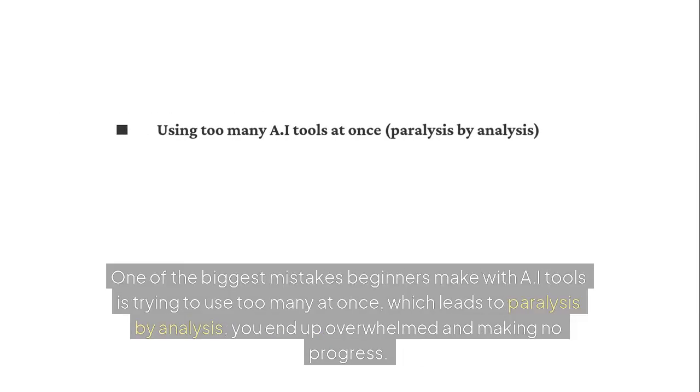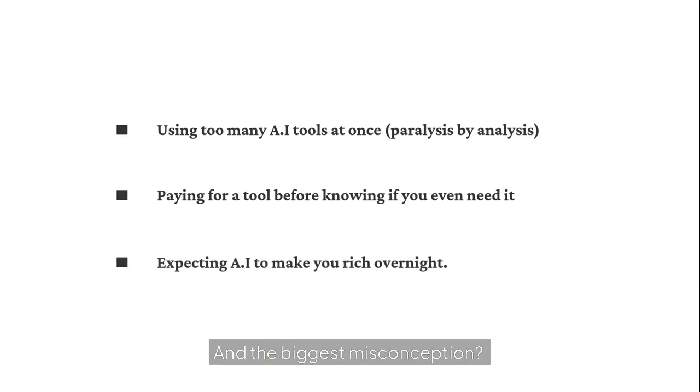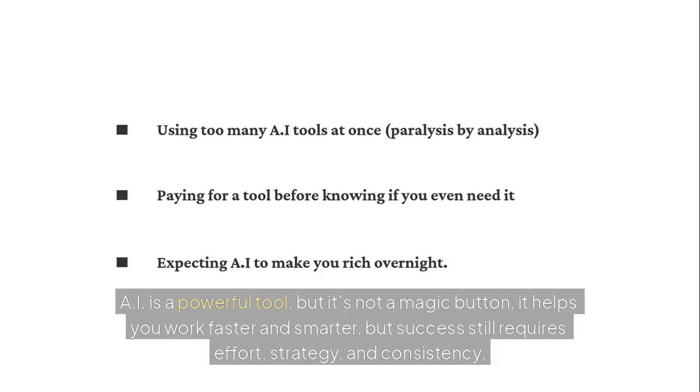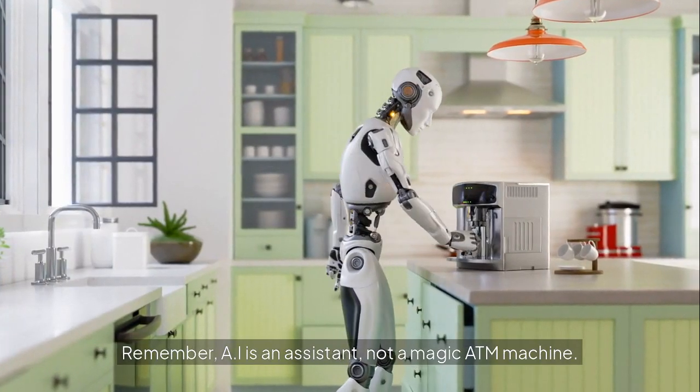One of the biggest mistakes beginners make with AI tools is trying to use too many at once, which leads to paralysis by analysis. You end up overwhelmed and making no progress. Another common mistake is paying for tools before knowing if you even need them, wasting money on features you might never use. And the biggest misconception: expecting AI to make you rich overnight. AI is a powerful tool, but it's not a magic button. It helps you work faster and smarter, but success still requires effort, strategy, and consistency. Remember, AI is an assistant, not a magic ATM machine.